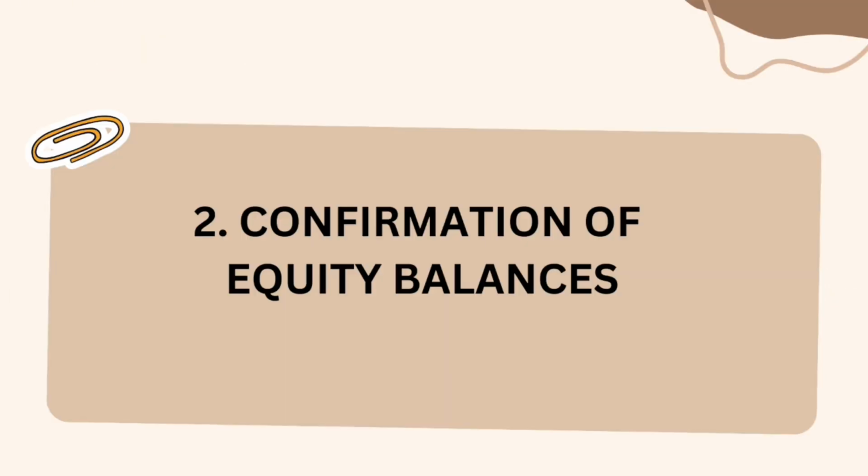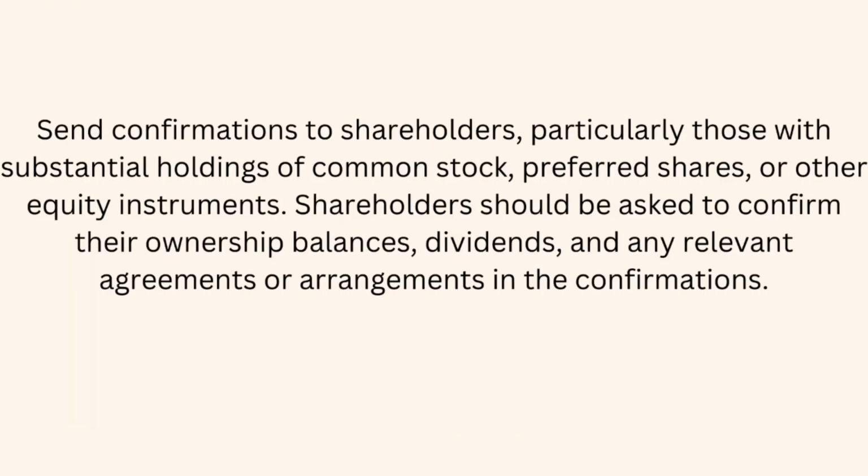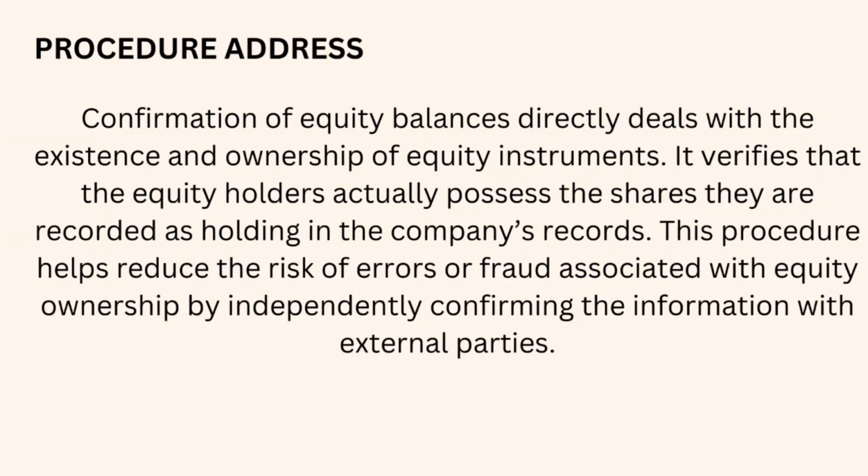The second audit procedure is confirmation of equity balances. Confirmation of equity balances means sending confirmations to shareholders, particularly those with substantial holdings of common stock, preference shares, or other equity instruments. Shareholders should be asked to confirm their ownership balance, dividends, and any relevant agreements or arrangements in the confirmation. The procedure addresses confirmation of equity balances.